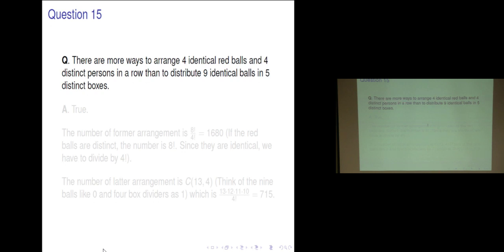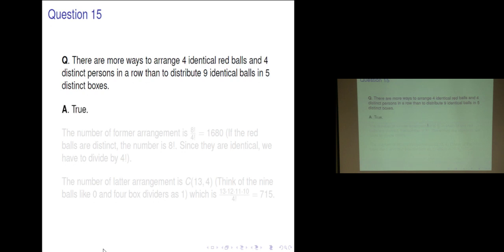There are more ways to arrange 4 identical red balls and 4 distinct persons in a row than to distribute 9 identical balls in 5 distinct boxes. Well, we have to compare 2 numbers, right? After the comparison, we decide which one is larger. It's an artificial example. Who is going to arrange identical balls with distinct persons in a line? In real life, probably we never do this, but let's see.